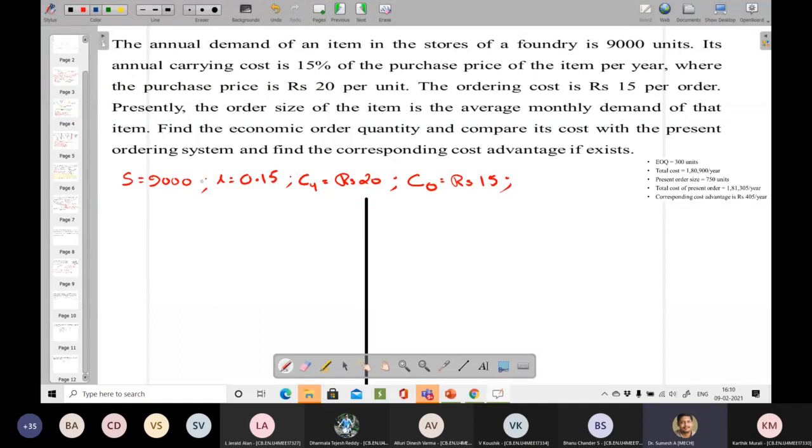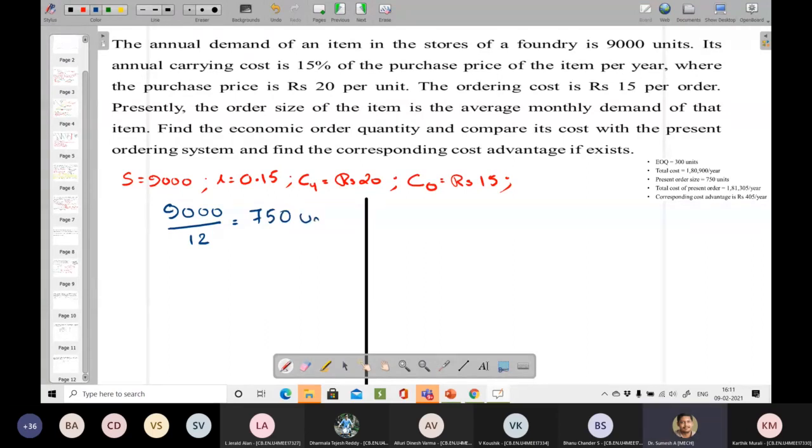So what is the present situation? The average monthly demand is 9,000 by 12. How much quantity? What's the value? So 750 units. Every month they are placing an order of 750 units.